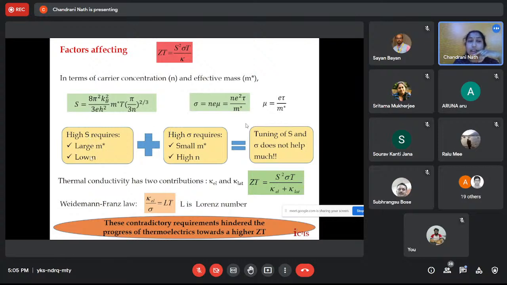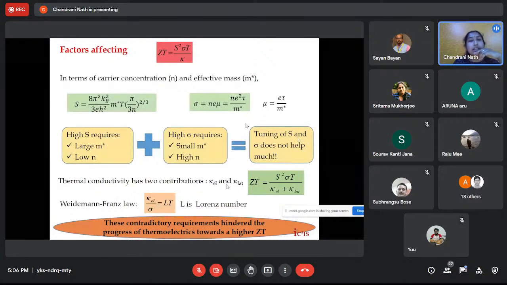On the other hand, if you have a large effective mass, the conductivity will decrease. Again, in terms of carrier concentration, for a high Seebeck coefficient the carrier concentration needs to be low, but for high sigma the carrier concentration needs to be high. So if you try to tune S, sigma will decrease. If you try to increase sigma, that is electrical conductivity, S will decrease. So this tuning doesn't help us much.